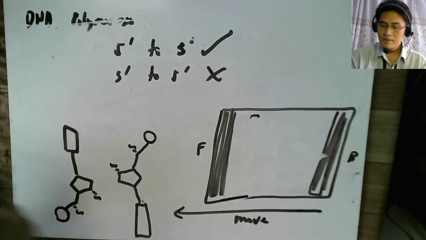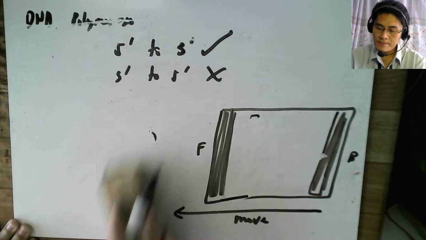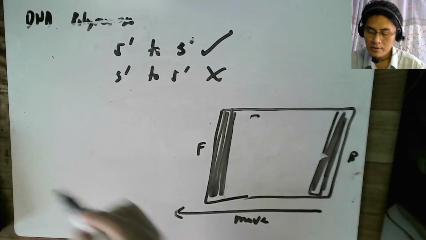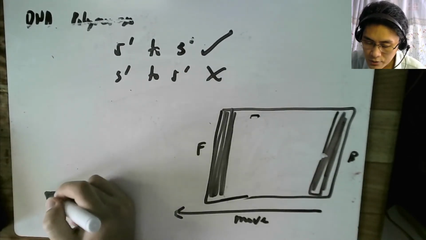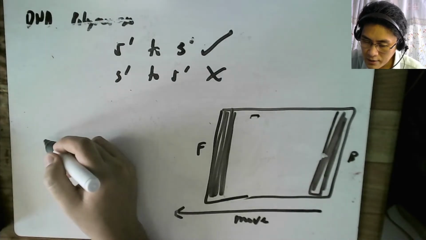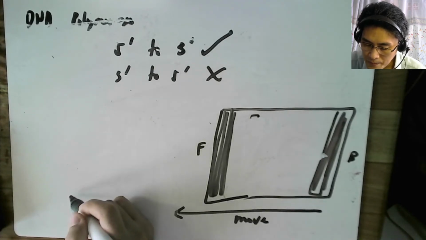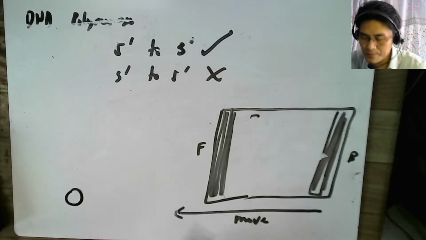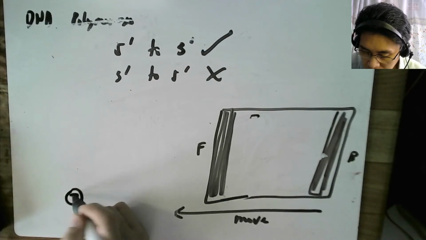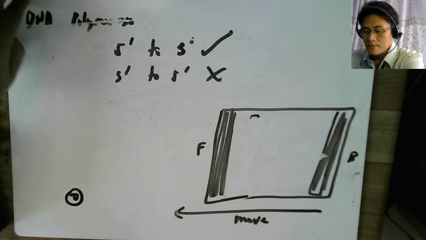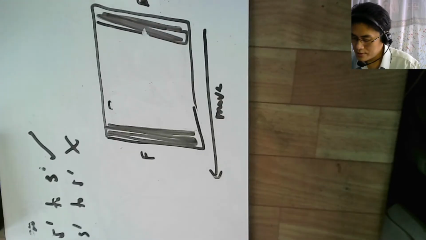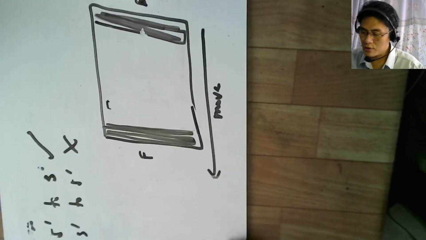Sorry, I did it again. But this time I will do it correctly. So you have here the phosphate group. Sorry about this. Let me, because it's difficult for me to draw.